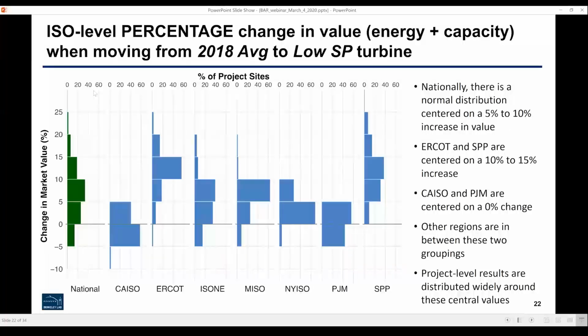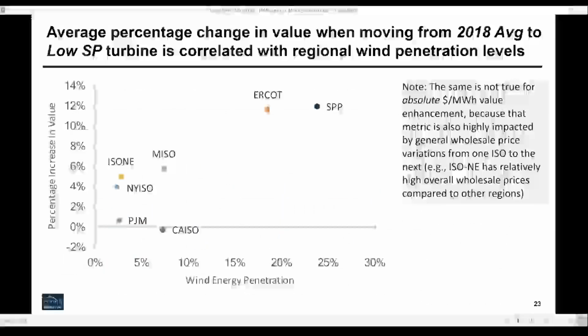Next slide. On a percentage basis, we can see that in SPP and ERCOT, that $2 to $3 increase in value we saw is about 10 to 15% increase in the market value in a relative sense. And in the rest of the regions, we see a lower increase to market value due to the low SP turbines. Part of that is just because wholesale prices are lower in ERCOT and SPP, and then also part of that is because the penetration of wind is higher in ERCOT and SPP. Okay, next slide.